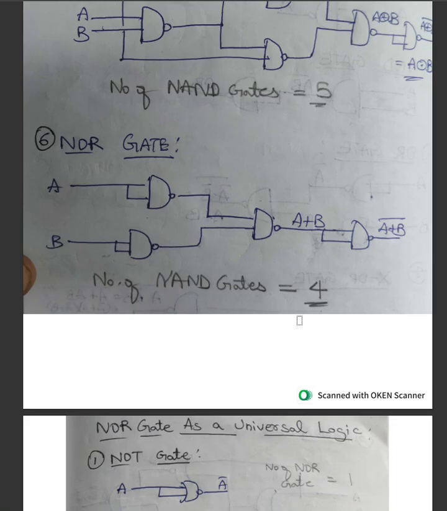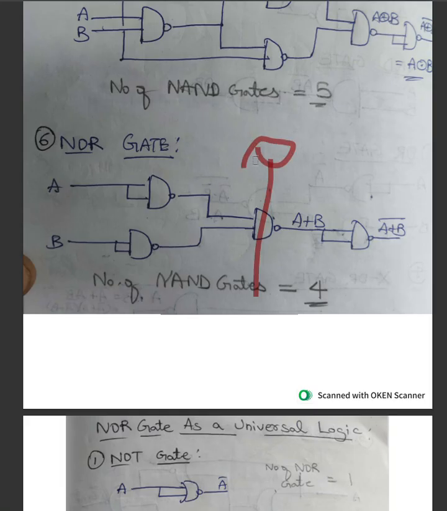Four NAND gates. A bar, B bar. Again, A bar into B bar, whole bar. Again, A plus B. Again, another which comes as A plus B whole bar. Okay. So till here it's AND logic. Okay. Till here it's, sorry, till here it's OR.